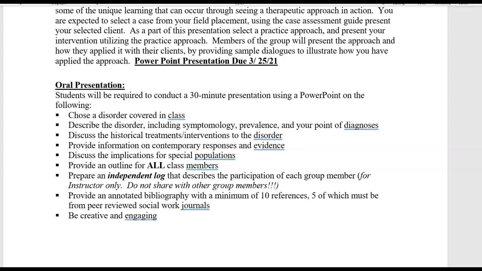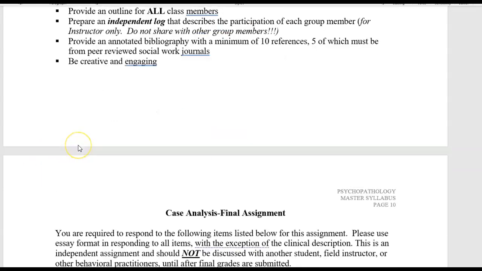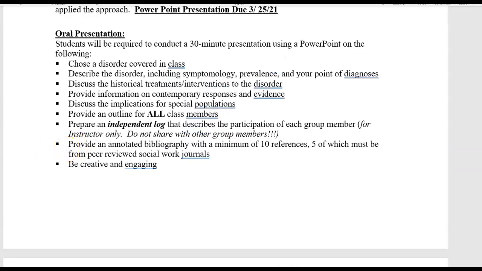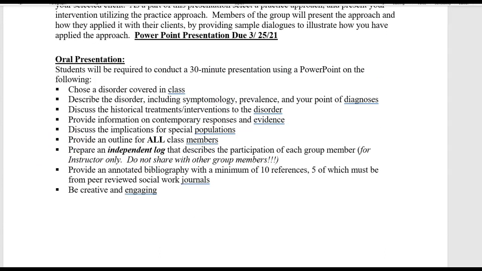An annotated bibliography is too much for this in 30 minutes, but you can provide a bibliography and/or reference section. 10 references, 5 of which must be from peer-reviewed journals. And also make sure that your PowerPoint is creative and engaging. Again, please make sure your PowerPoint for your group presentation is creative and engaging. Again, as always, this presentation is due March 25th.